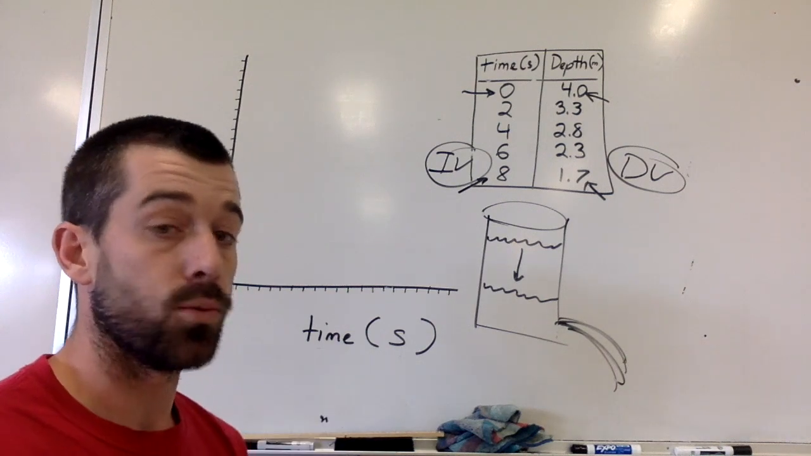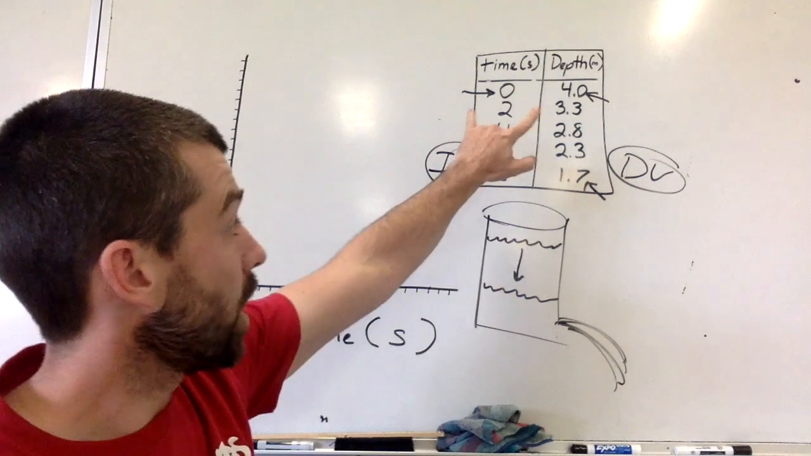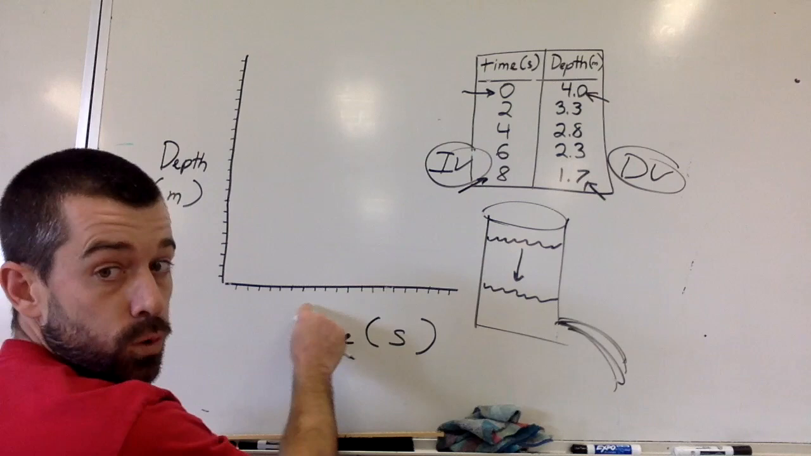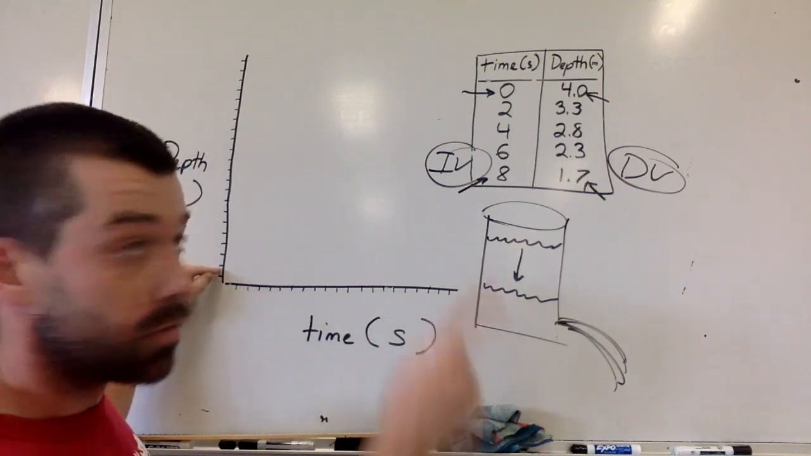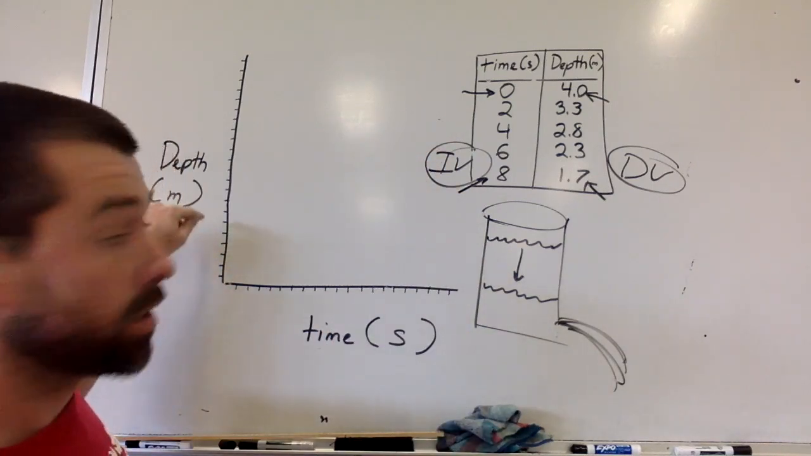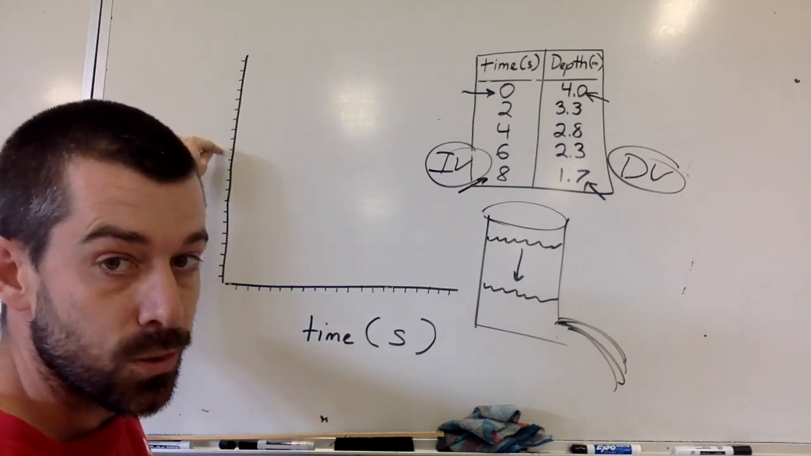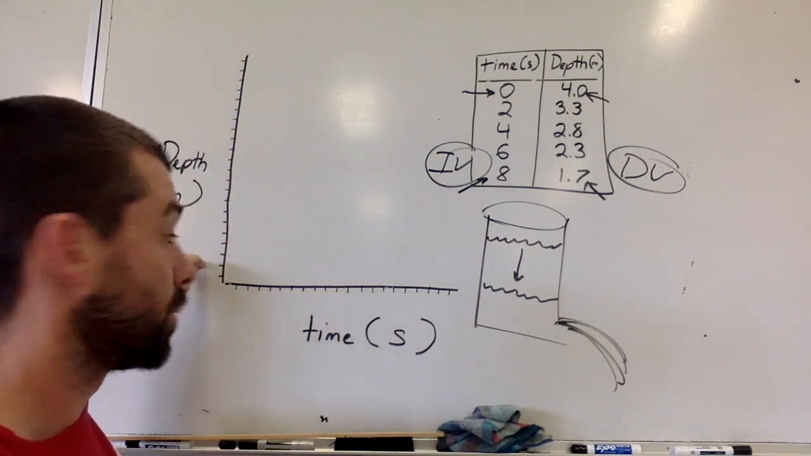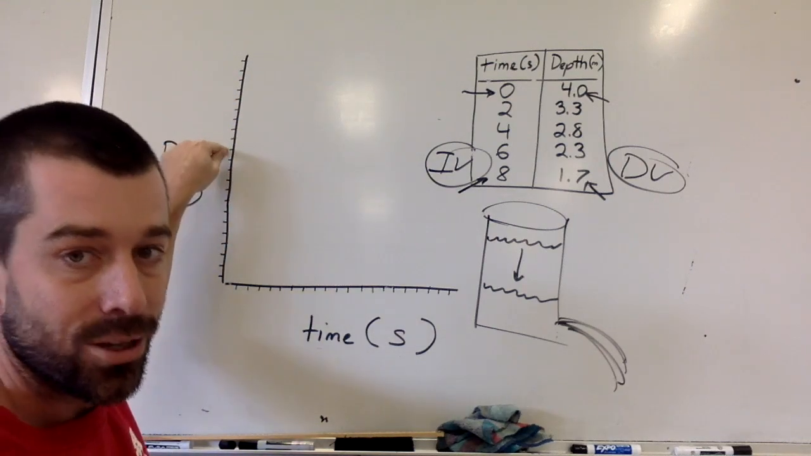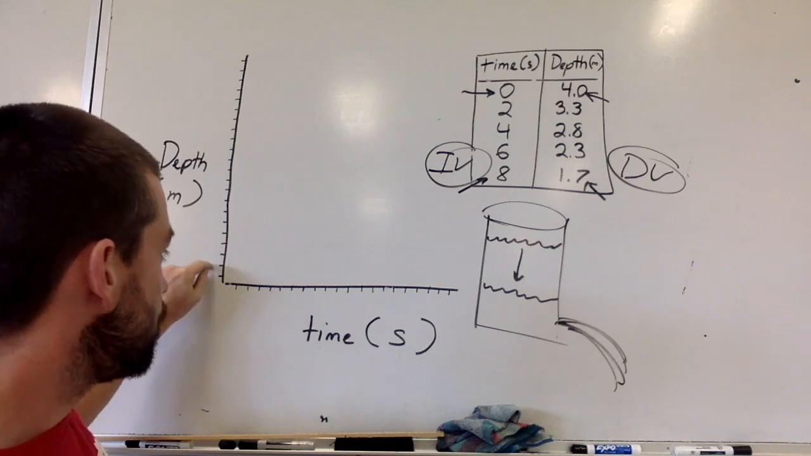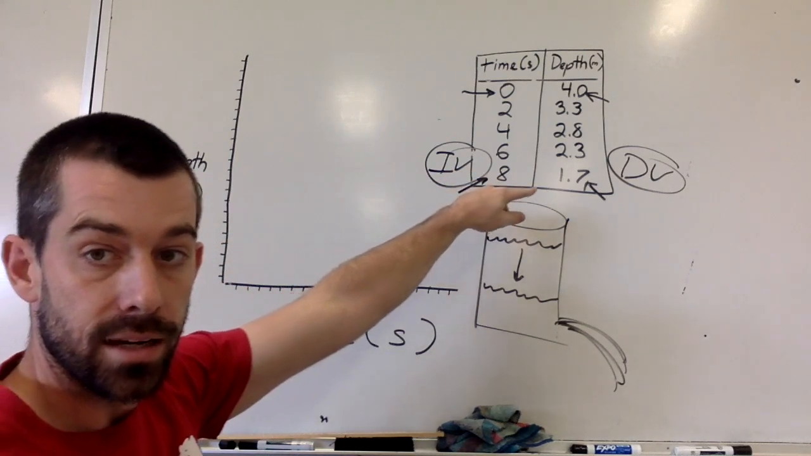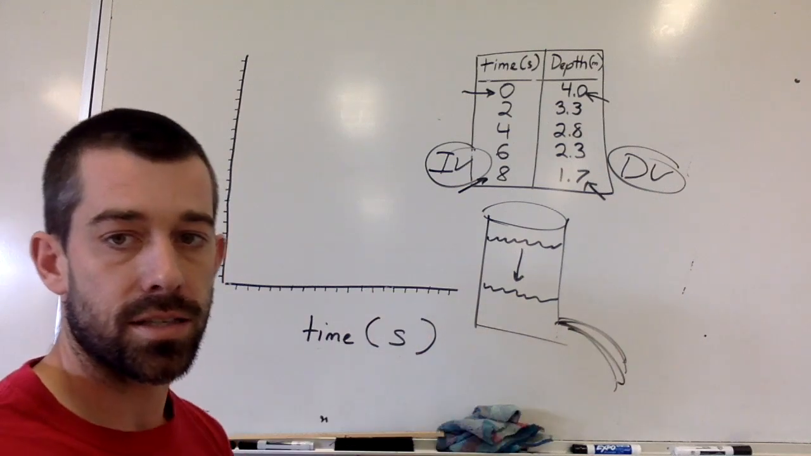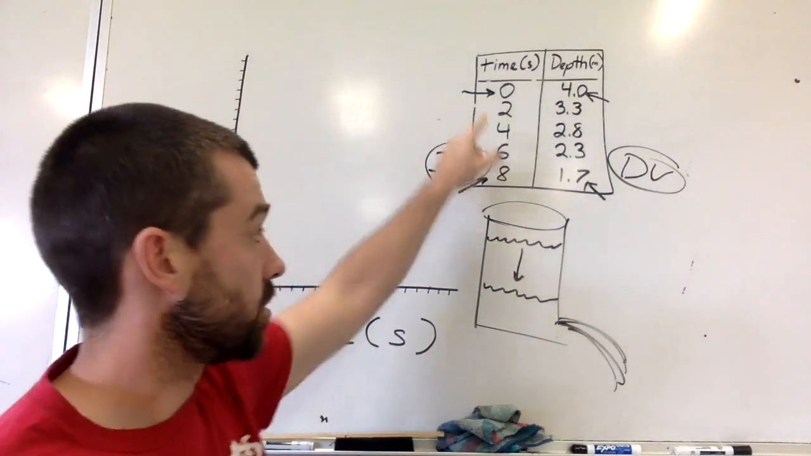Another big mistake that people will make sometimes is they will simply grab those numbers and put them right here. So they might go, okay, 0, 2, 4, 6, 8, and then they go over there to depth and they go 4, 3.3, 2.8, 2.3, 1.7. I kid you not. I see that a lot. Or they'll do 1.7, 2.3, 2.8, 3.3, 4. You cannot just write the numbers of the data. You have to write a consistently spaced scale. So for time, I'm starting at 0, going to 8.